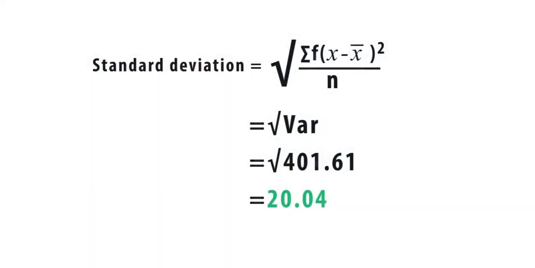The standard deviation is the square root of the variance. The standard deviation is equal to the square root of sigma f into bracket (x minus x bar) squared all over n, which is the square root of the variance, that is the square root of 401.61. The answer is equal to 20.04. That's the answer for standard deviation. So we take the square root of the variance and we get 20.04, and that is the standard deviation.